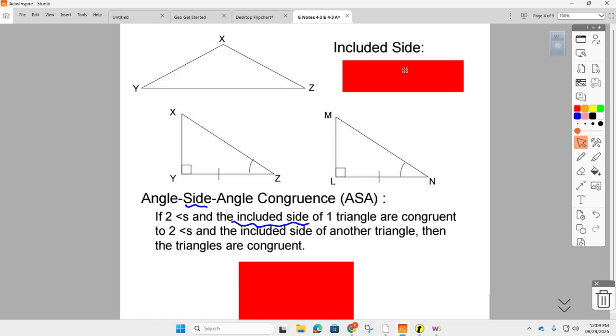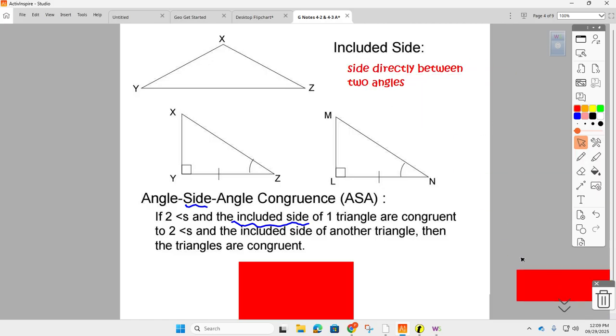An included side is the side directly between the two angles. It's basically the side that connects the two congruent angles that we have marked, or that we know are congruent. In order for it to be included, nothing has to be congruent. So we're always looking for an included angle or an included side in between two congruent angles.